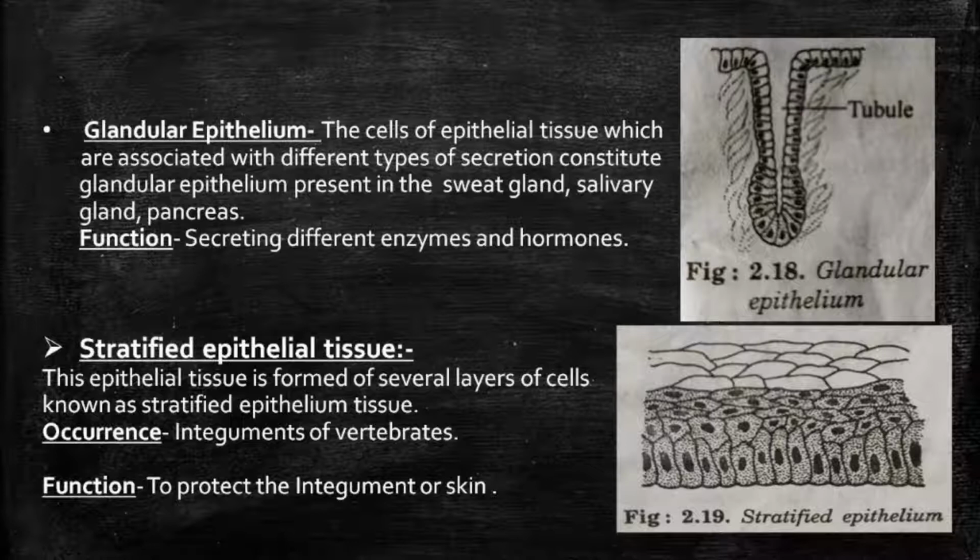The second type of epithelial tissue we have is the stratified epithelial tissue. The epithelial tissue formed of several layers of cells is known as the stratified epithelium tissue. They are found in the integuments of the vertebrates and their function is to protect the integument or the skin.